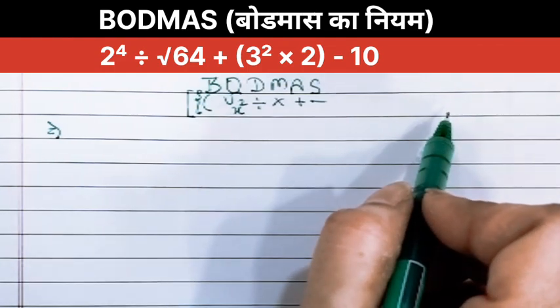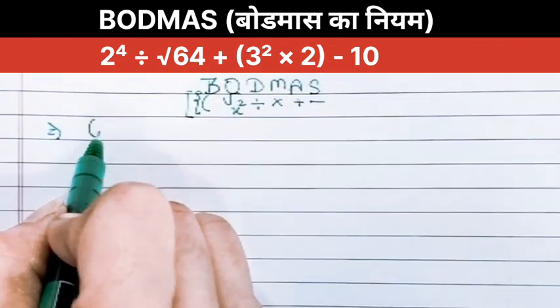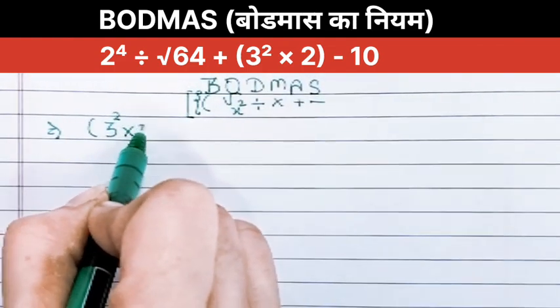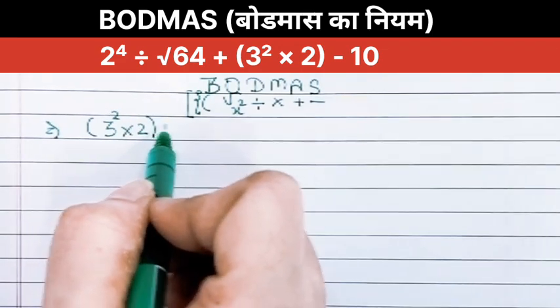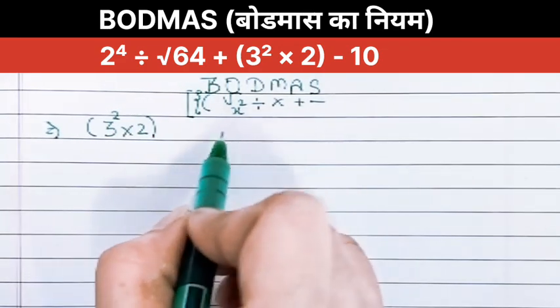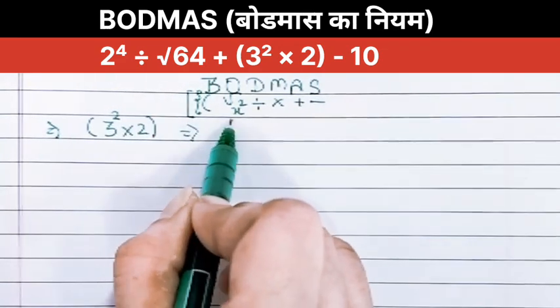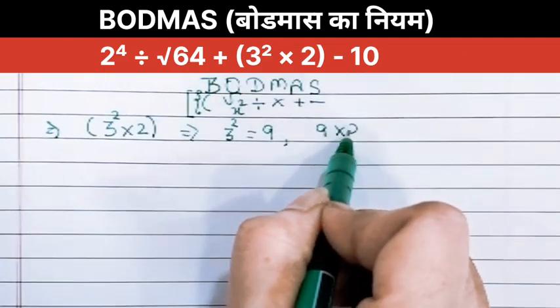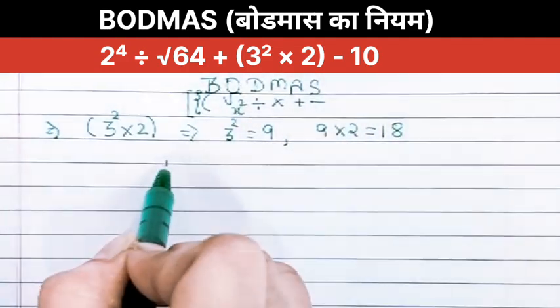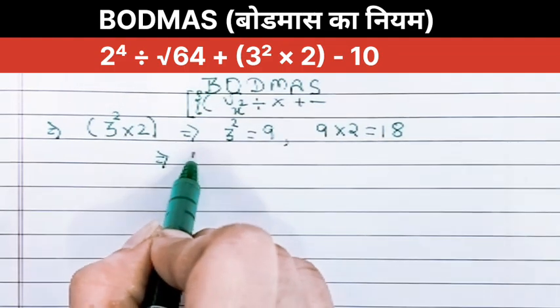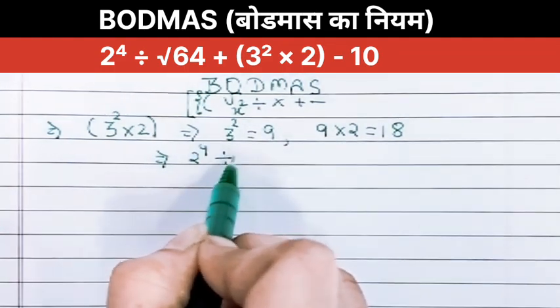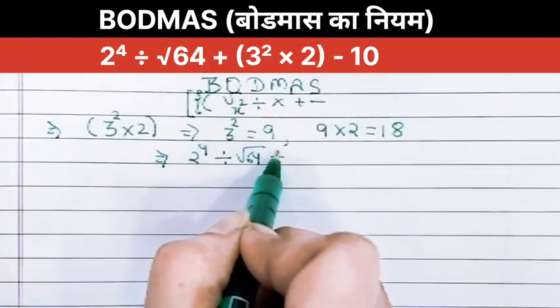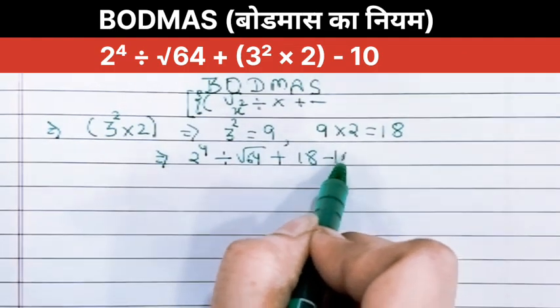Now solve the brackets first, calculate inside: 3 square multiplied by 2. The bracket always has the highest priority. First we solve the order, 3 square, which is equal to 9, and then we multiply 9 multiplied by 2, which is 18. Now the expression becomes 2 power 4 divided by root 64 plus 18 minus 10.